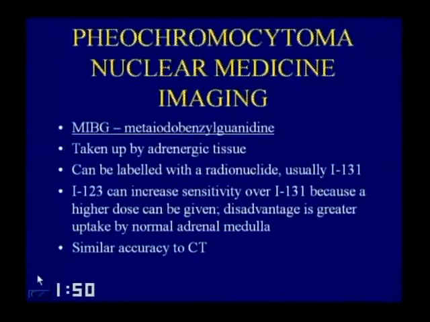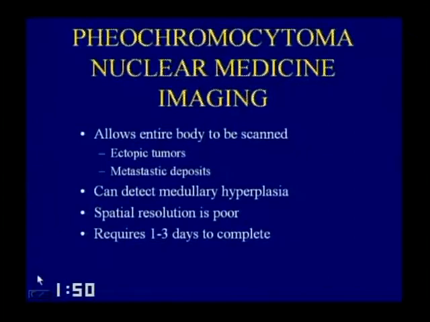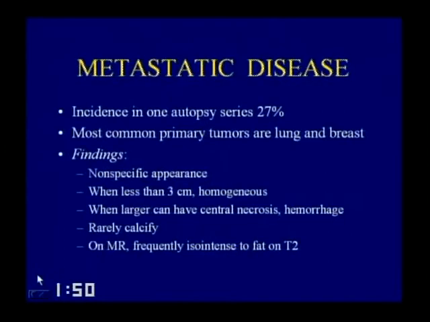MIBG has been used for imaging of the pheochromocytomas with iodine radionuclide labeling. What's nice about the MIBG scan is you can do a whole body scan in cases where you suspect extraadrenal tumors. The accuracy is pretty good. The disadvantage is the resolution isn't as great. It can be taken up by normal adrenal medulla, depending on which isotope you use, and they take a few days to complete. But they are very good for ectopic and metastatic disease. So to move on, that takes care of our medullary imaging.